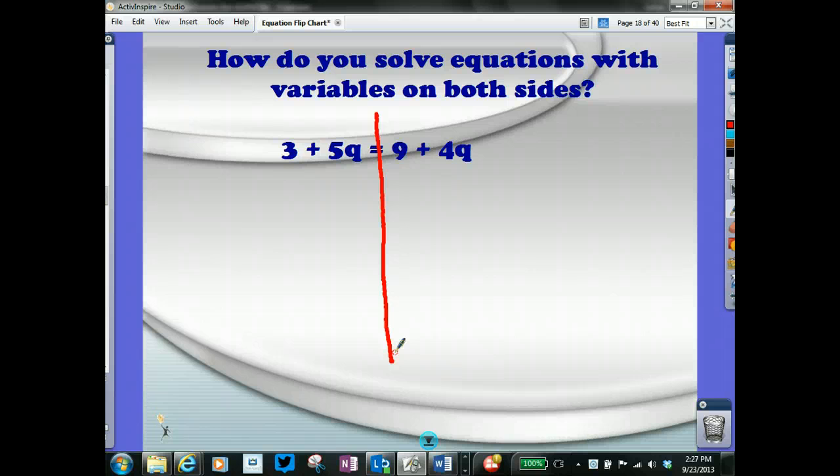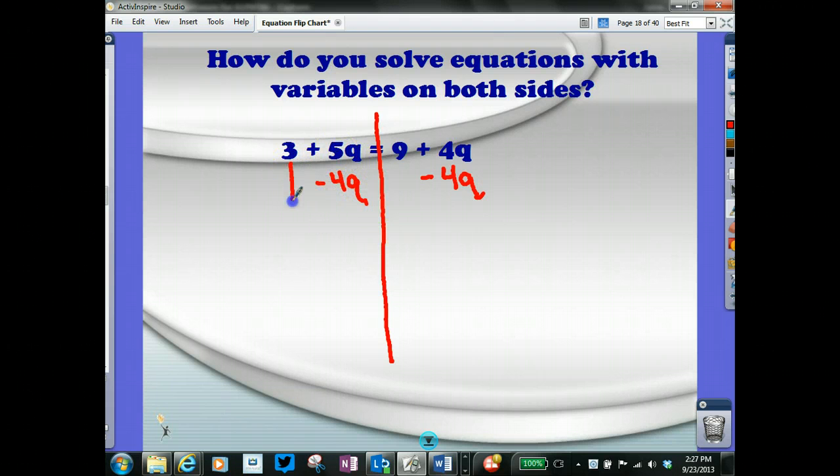Alright, this one I have 3 plus 5q equals 9 plus 4q. Well, I want to get my q's together, get my variable together. In this case, I have the positive 4. I'm going to move it over because I want to keep it positive. So I can say inverse of positive is negative. And I'm going to put a little curve there at the end so it doesn't look like the 9.